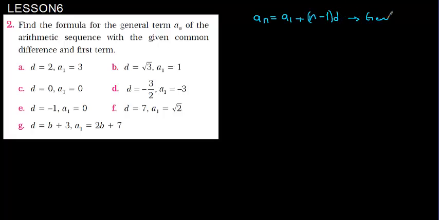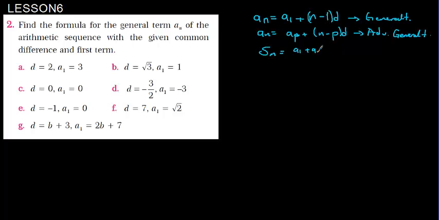The second one is an equal to ap plus n minus p times d. This is the advanced general term formula. And the last one is the sum formula. Sn is equal to a1 plus an over 2 times n. These are all 3 formulas that we learned, including the sum of n terms.